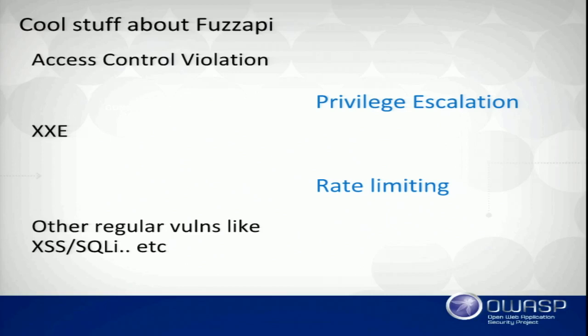So this is some cool stuff that fuzzapi can find. It can find some vulnerabilities which are related to access control violations, privilege escalations, XXE. How many of you here have exploited XXE in the past 6 to 7 months? Cool. You might love this feature, because it's probably going to save a lot of time for you. And also rate limiting, vulnerabilities related to rate limiting, and regular vulnerabilities like cross-site scripting or SQL injection.